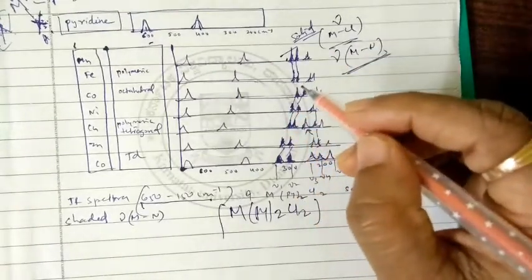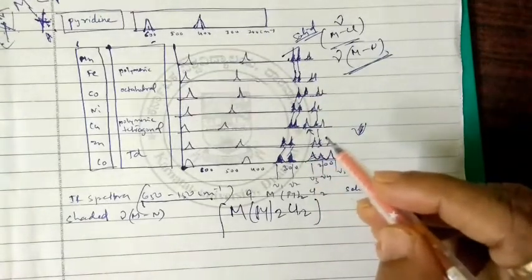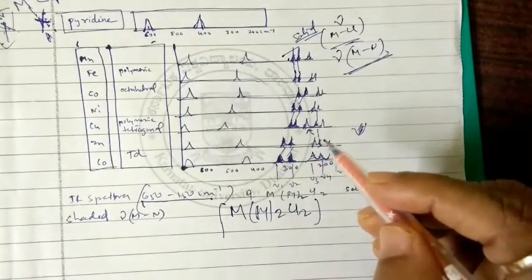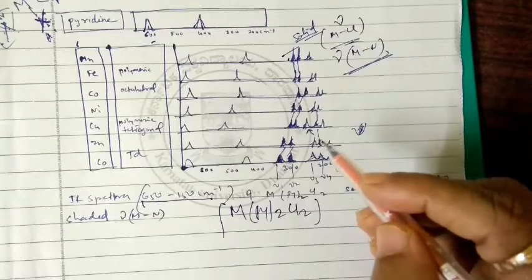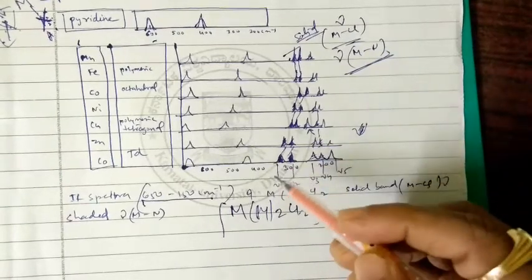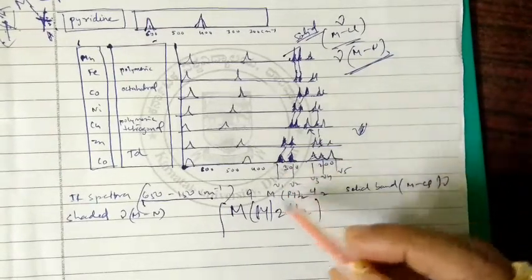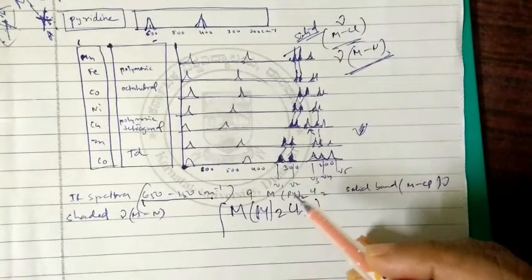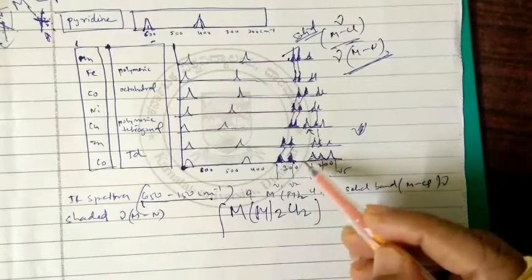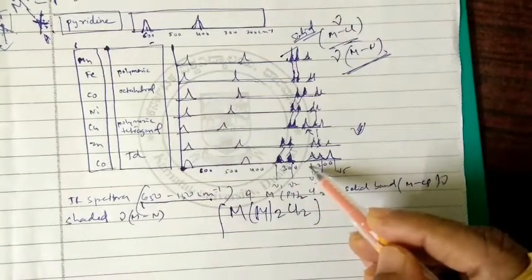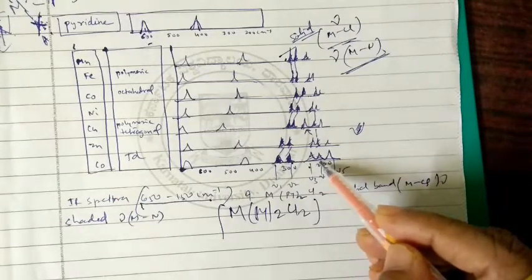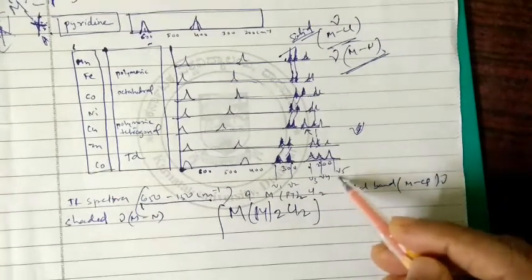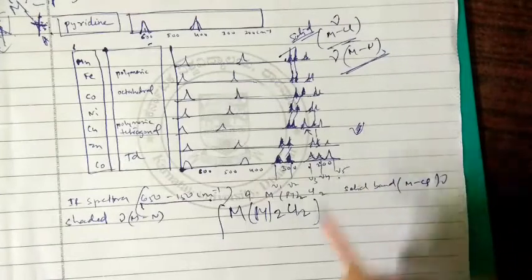So here you can see the bands: new 1, new 2, new 3, new 4, and the last one is new 5. These are the vibrations.